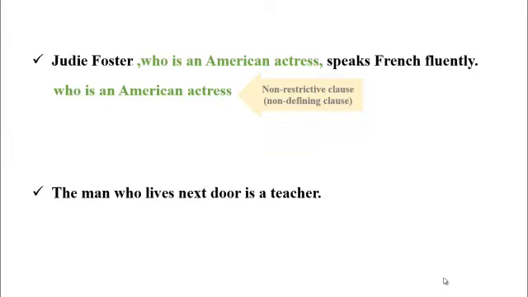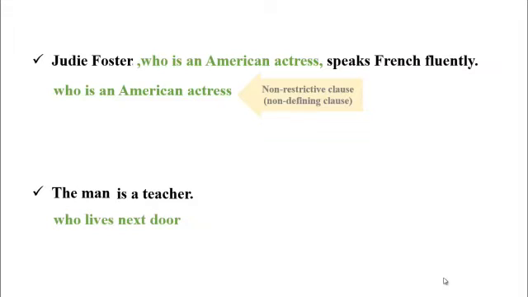Let's move now to the second sentence. The man who lives next door is a teacher. Here, is it okay to say the man is a teacher? No. Why? Who lives next door is essential and important to the meaning. Which man are we talking about? The one who lives next door.